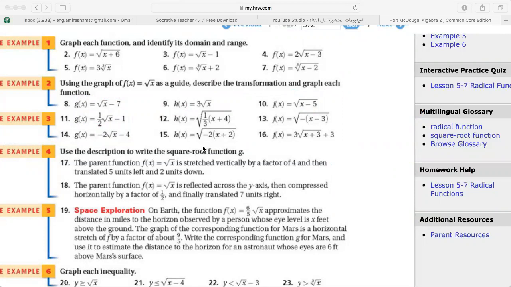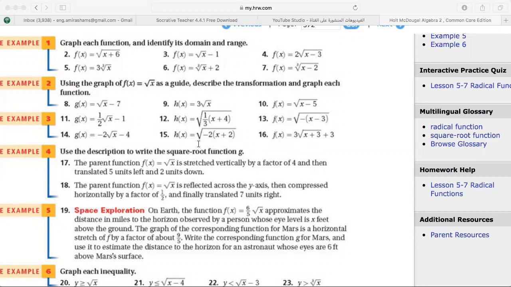It is 2. So it is horizontal compression or stretch. So step by step, when there is a factor multiplied by x, not by the whole function, so it will be what? It will be horizontal stretch or compression. And when it comes to horizontal stretch or compression, I take the factor. The factor will be the reciprocal of the number.